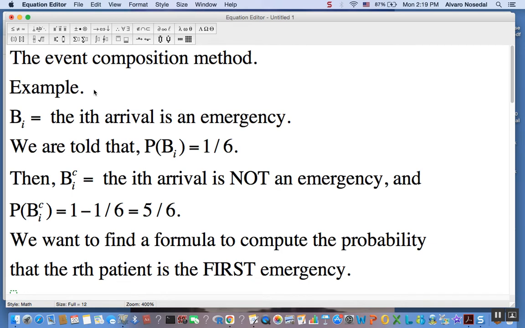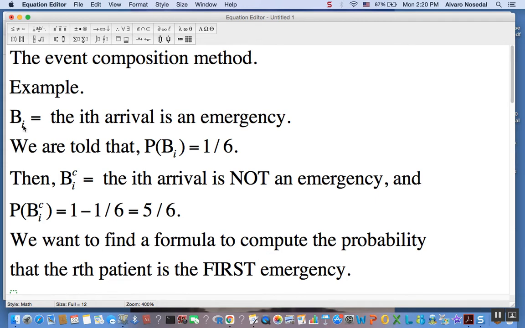So one of the main ideas behind the event composition method is we are going to be defining some simple outcomes, and then using those simple outcomes we are going to come up with the events of interest. So that's one of the main ideas, using these simple outcomes as building blocks for more complicated events.